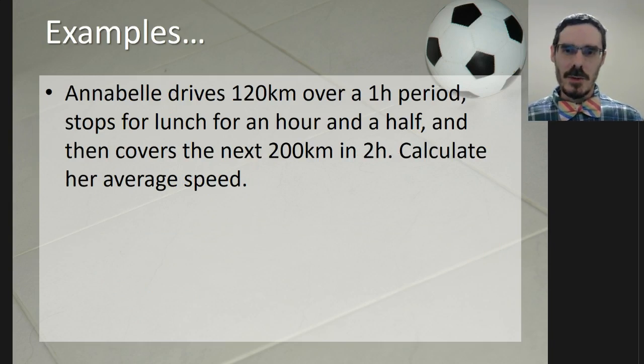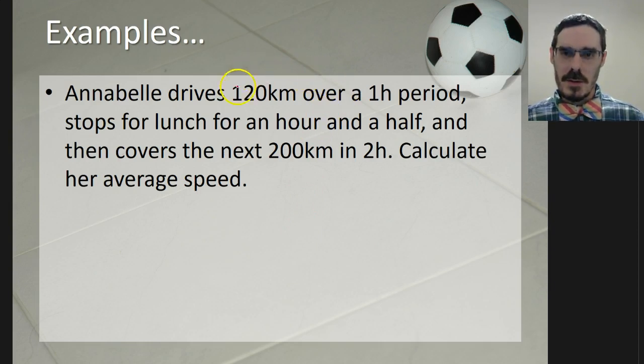Now I'm going to show you a few examples. The first is really about average speed as opposed to instantaneous speed. Annabelle drives 120 kilometres over a 1 hour period, stops for lunch for an hour and a half, and then covers the next 200 kilometres in 2 hours. Calculate her average speed.